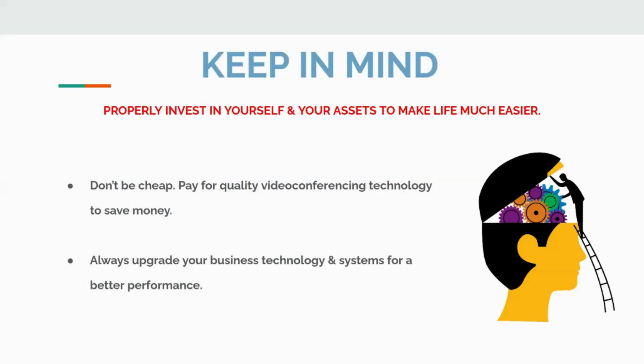Second, always upgrade your business technology and systems for better performance. We know a lot of systems are outdated and are moving slow. So if you have a business, always remember to keep upgrading your technology and servicing your software so that it can operate much more smoothly.